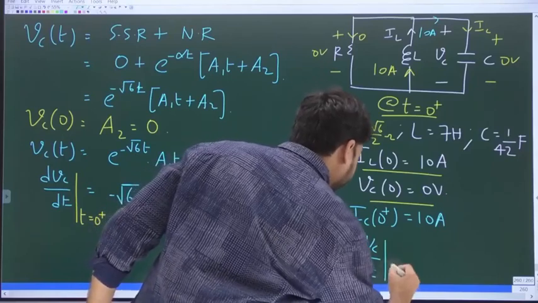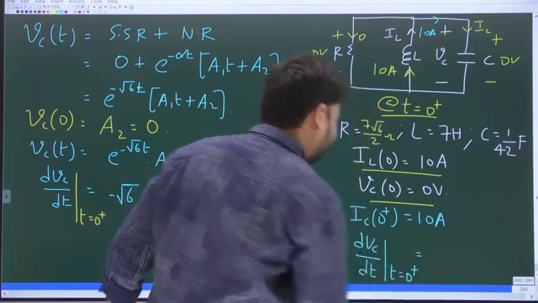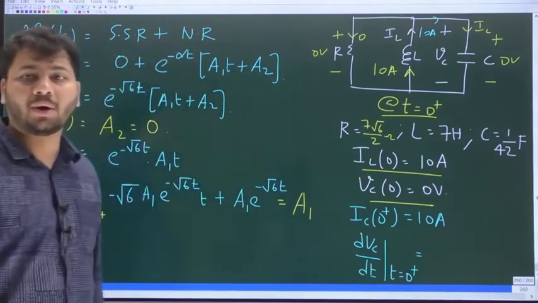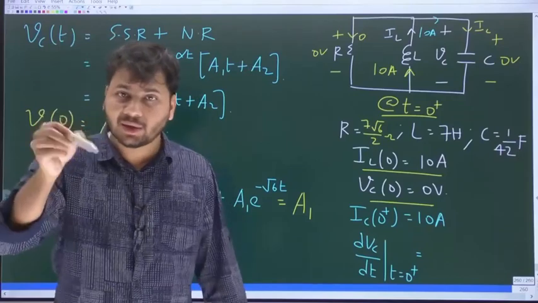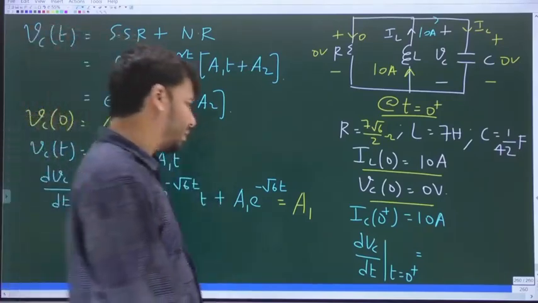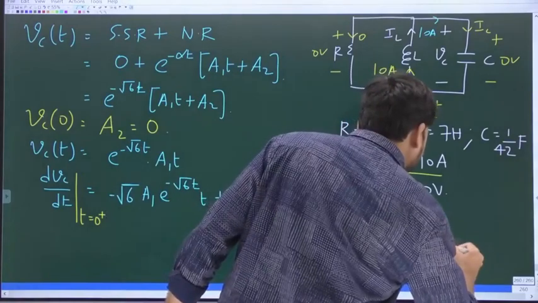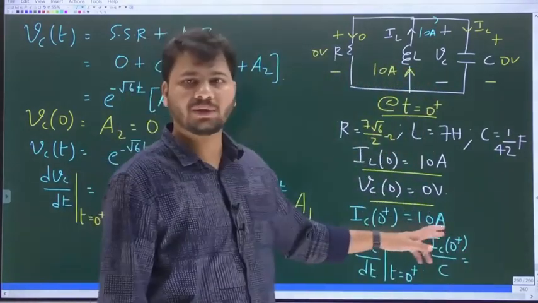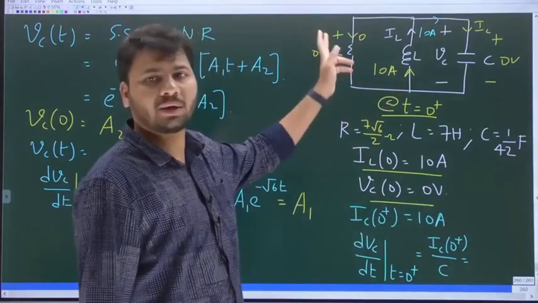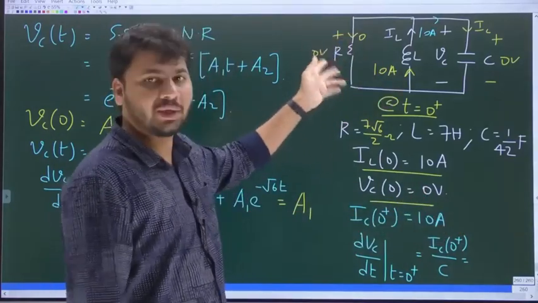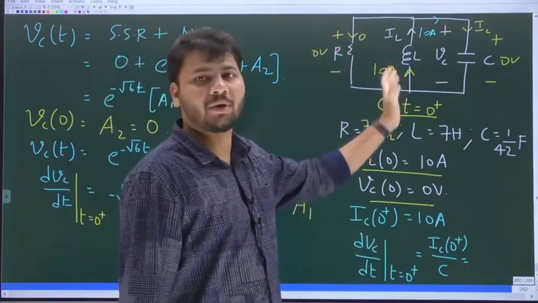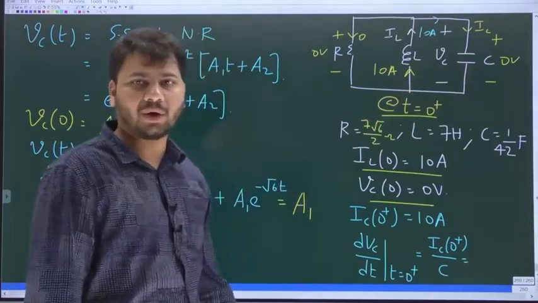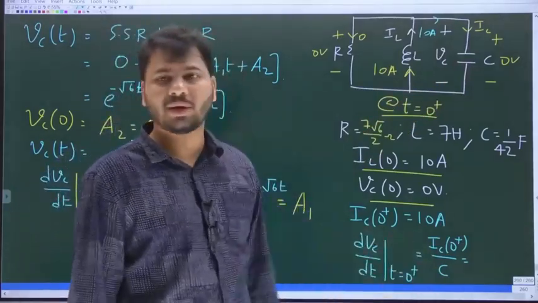dVc by dt at t equal to 0 plus, we know it is simply equal to IC of 0 plus, the current through the capacitor at 0 plus, divided by C. What is IC of 0 plus? It is 10 amps, because the current through the inductor is 10 amps, and the current through the resistor is 0. This entire 10 amperes will flow through the capacitor. So the current through the capacitor at 0 plus will also be 10 amperes.